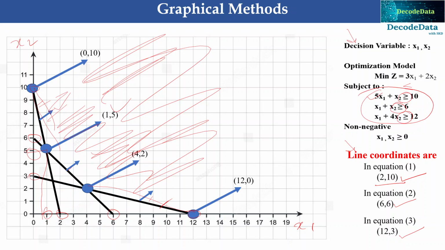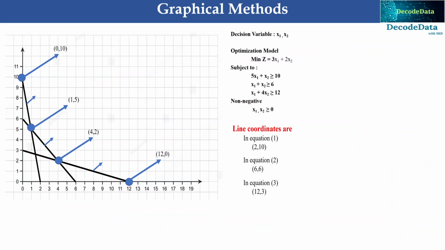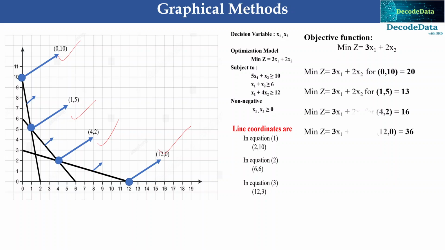Now four coordinates are with you: 0 and 10, 1 and 5, 4 and 2, and 12 and 0. The next and last step is to take the objective function and put all the coordinates in it. For the first coordinate, 0 and 10, when I put 0 for x1 and 10 for x2, this becomes 0 and this becomes 20. So the final answer is 20.